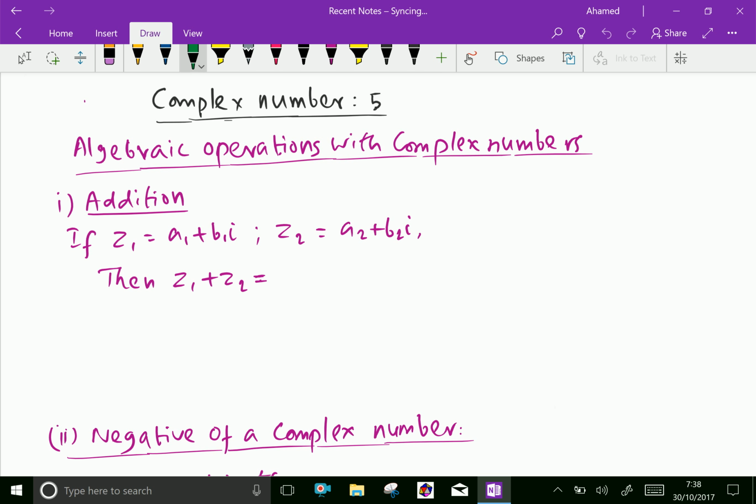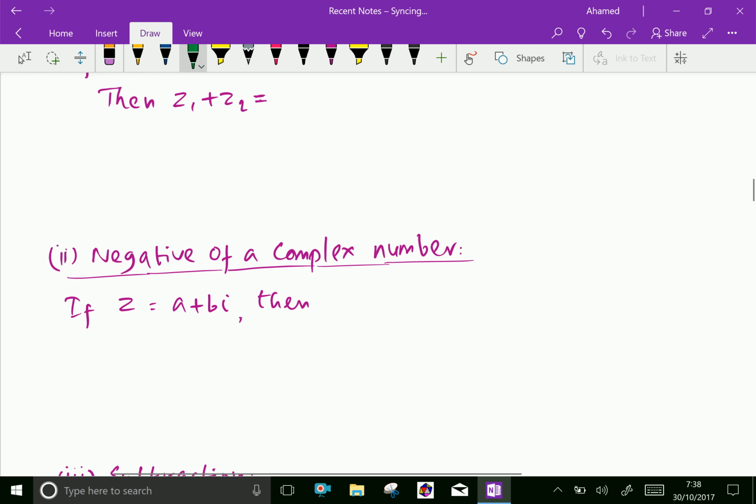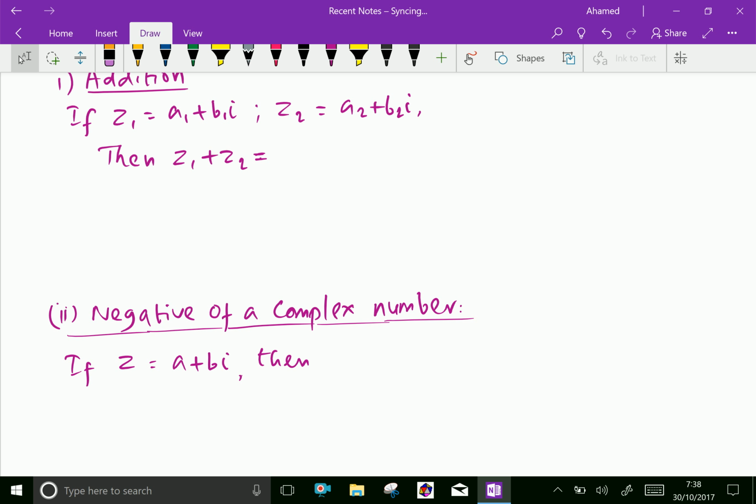First, addition. If z1 equals a1 plus b1i and z2 equals a2 plus b2i, then z1 plus z2 equals a1 plus b1i plus a2 plus b2i. Here we collect the numbers, that is a1 plus a2 as the real part and b1 plus b2 as the imaginary part.